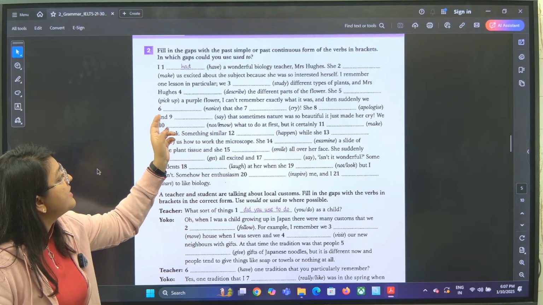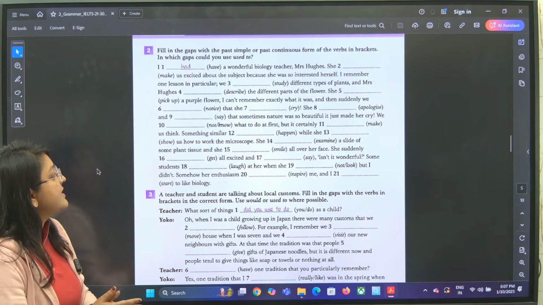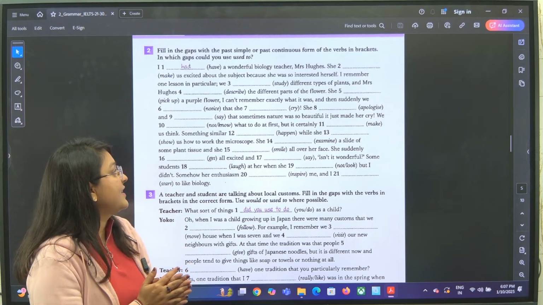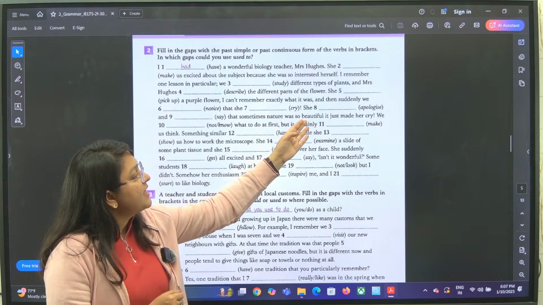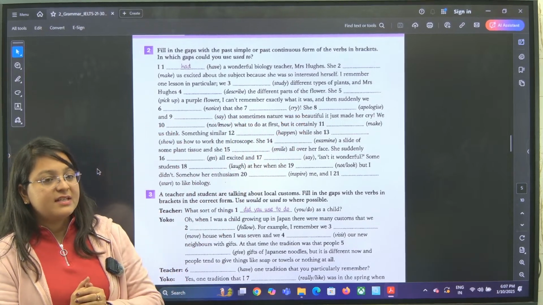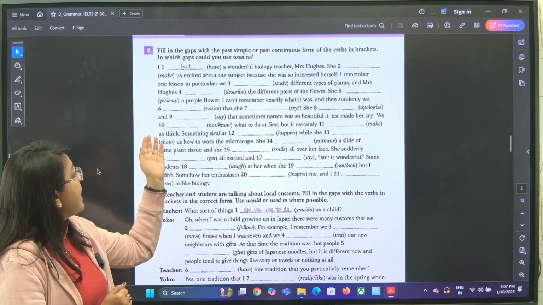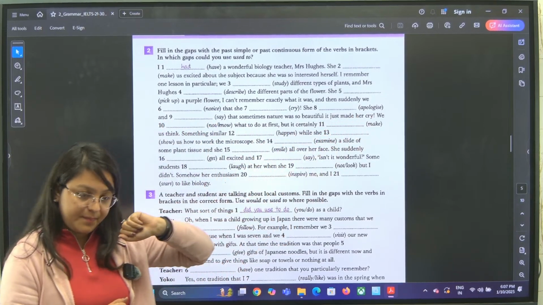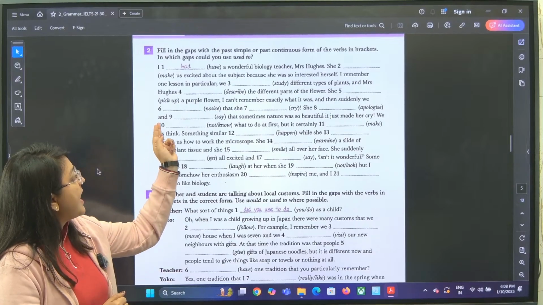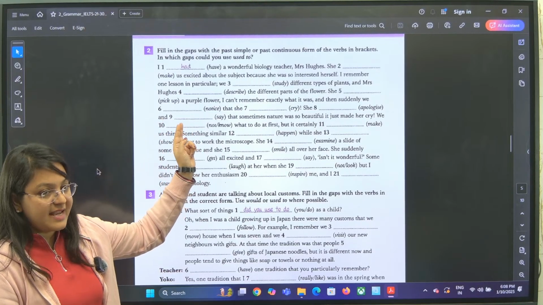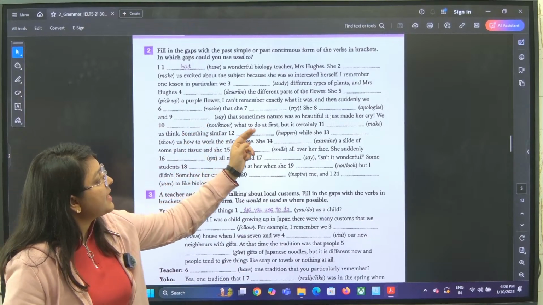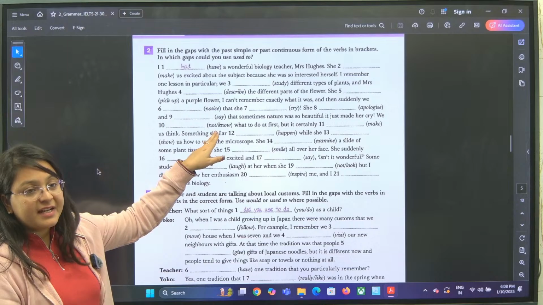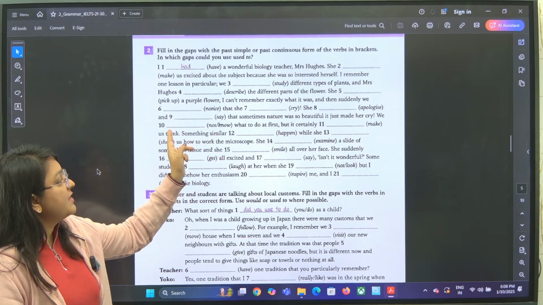And then suddenly we dash. We noticed that she was crying. She was crying. Correct. She dashed and apologize. She apologized and said that sometimes nature was so beautiful it just made her cry. We dash negative. No, we did not knew. Okay, we didn't know.